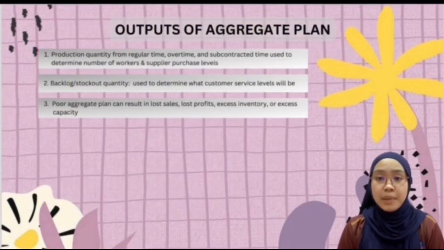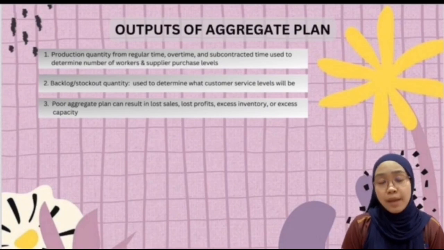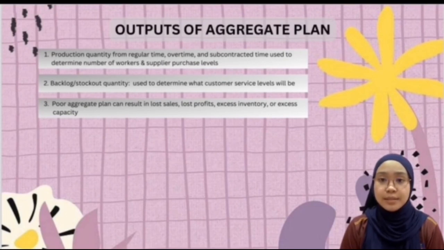From the aggregate plan, we will get the outputs, which are production quantity from regular time, overtime, and subcontracted time, used to determine the number of workers and suppliers. We can also know the backlog or stock out quantity, used to determine what the customer service level will be. But a poor aggregate plan can cause loss in sales and profit, excess inventory, or excess capacity.